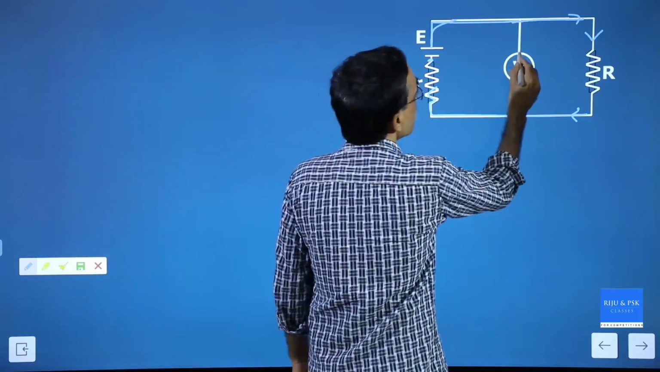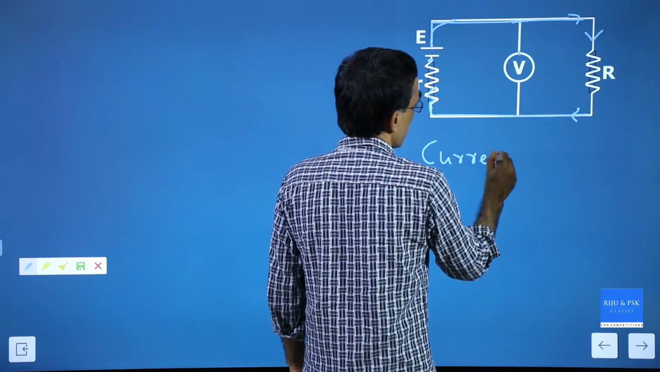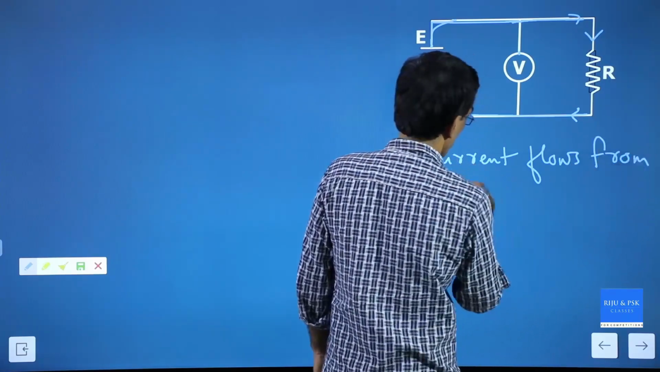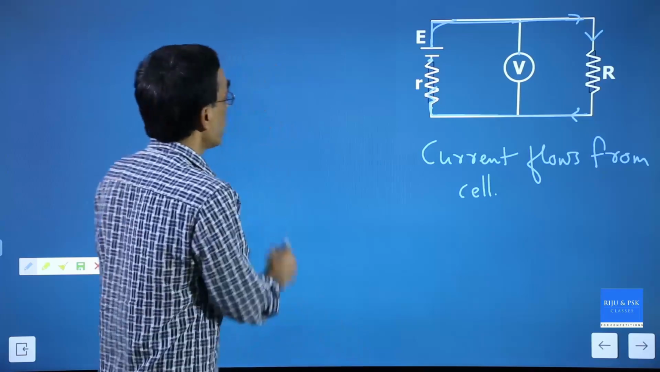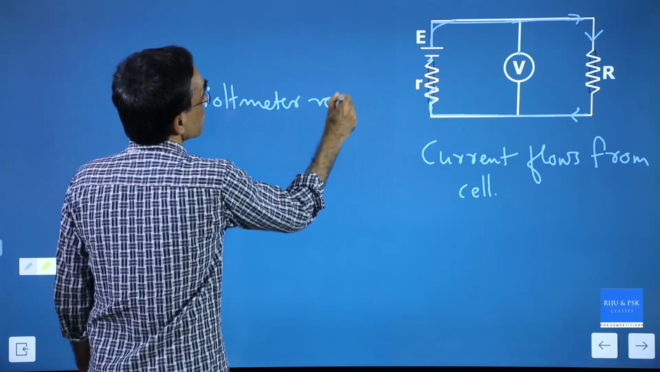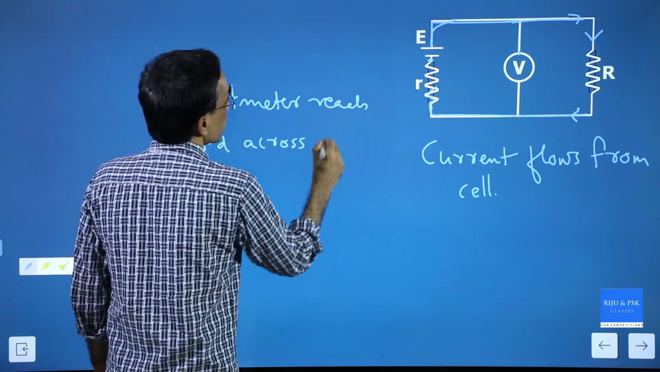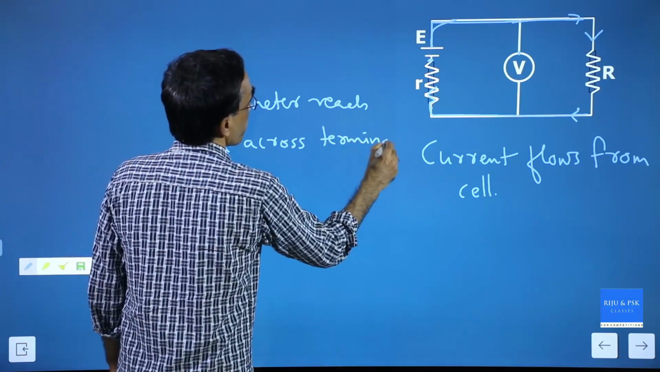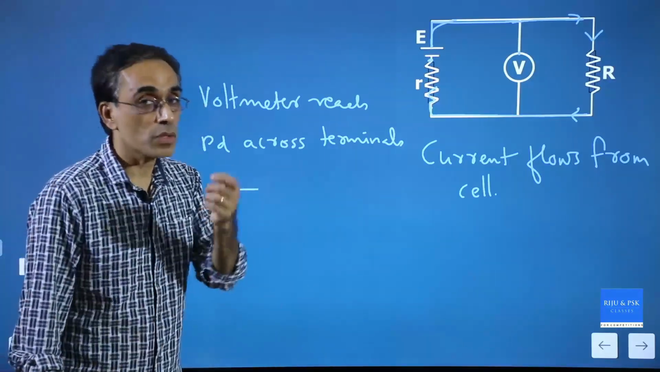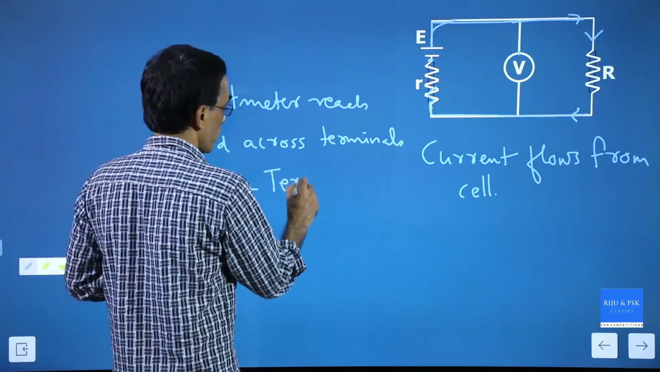Now the voltmeter is connected across the terminals, and there is current flow. Current flows from the cell. And what does the voltmeter read? The voltmeter reads the potential difference across the terminals. And what is that called? If there is no current, that voltage would have been called electromotive force, but if there is a current flowing, this is called terminal voltage.